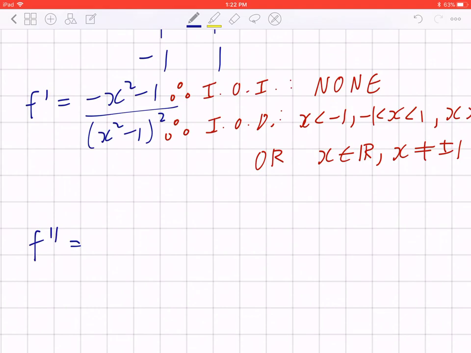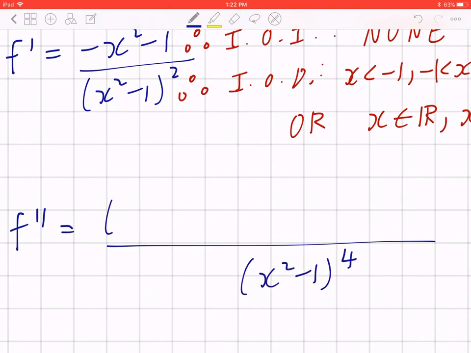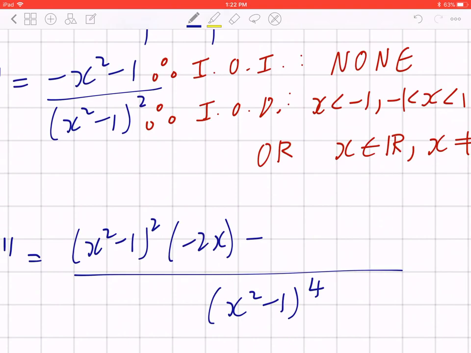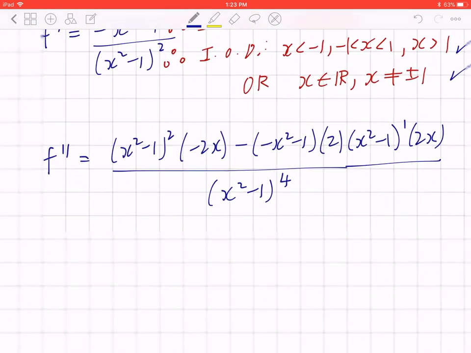we talk about concavity. And again, to find the second derivative, you apply the quotient rule one more time. Step 1, square the bottom. Step 2, copy the bottom to the top. Step 3, multiply by the derivative of the top minus, copy the top, and you multiply by the derivative of the bottom. And again, notice how there's a chain rule inside the quotient rule.